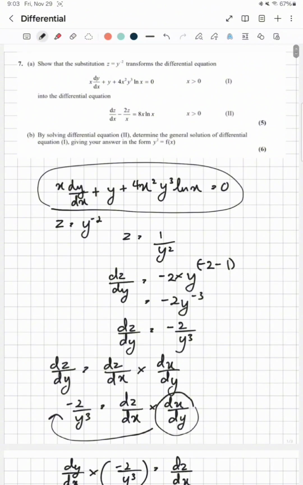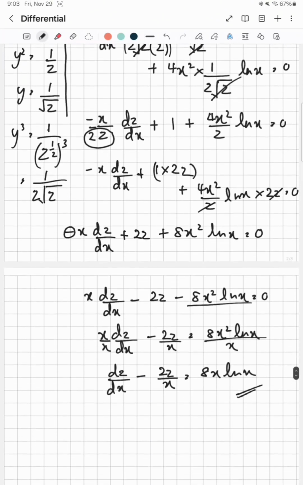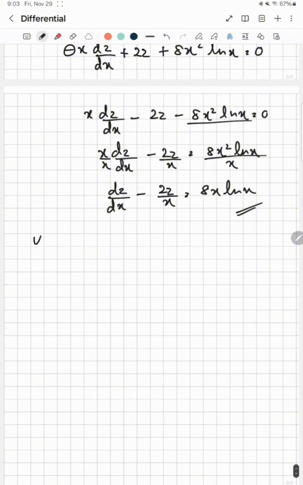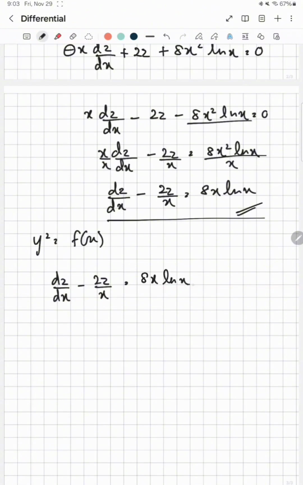And then later they say, by solving the differential equation, determine the general solution. So we have to find the general solution, and it should be in terms of y squared equals f(x). So we write this down again. Now, we don't have this in terms of y, we have it in terms of z. So we find z first.